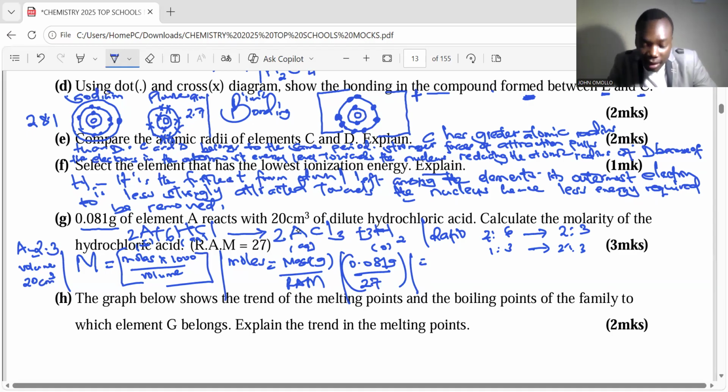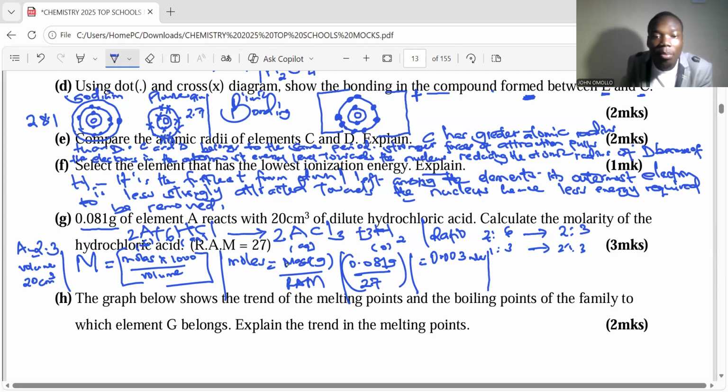0.081 divided by 27. I get 0.003 moles. Remember, these are moles for element A. Are you getting that? We are given the relative atomic mass of 27, so moles for element A is this one.